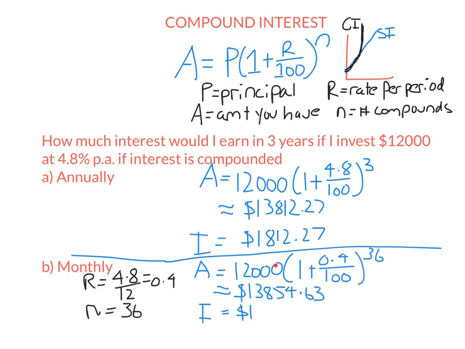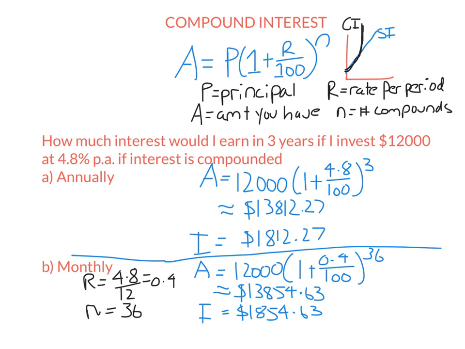So putting this in my calculator, I get 13,854.63. That is not the interest, that's how much I have in total. So the interest will be $1,854.63. So the interest was a little more when it was compounded monthly than when it was compounded annually. And if you keep the interest rate the same, the more frequently you compound, the more money you have.